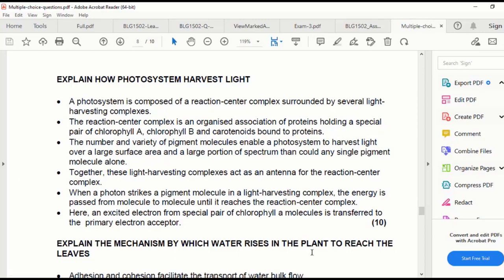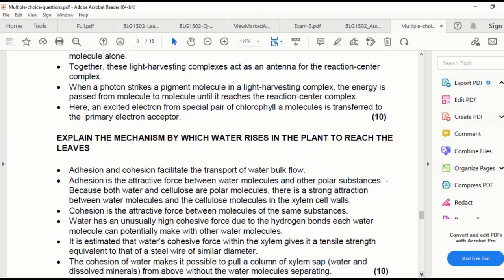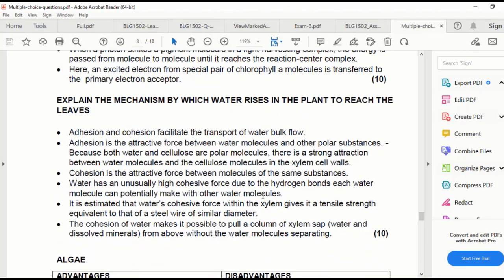Explain the mechanism by which water rises in the plant to reach the leaves. There's also 10 marks. One of these questions will appear, and when it appears, you don't need to mess this up. You need to grab them, and you need to squash them, and you need to grab them with all the anxiety and expectation as we are tackling them here. Explain the main mechanism by which water rises in the plant to reach the leaves.